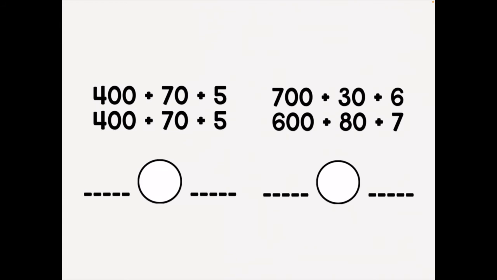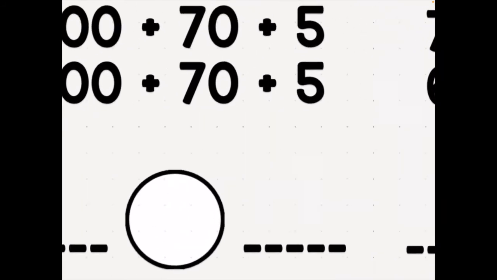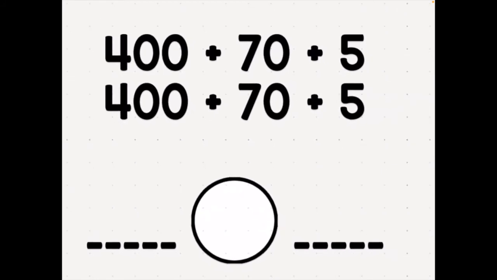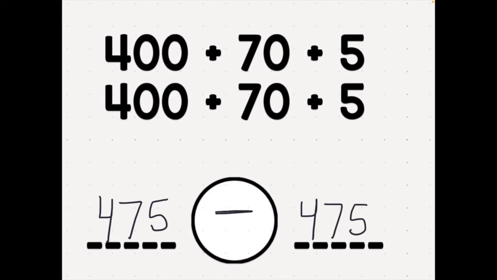Okay, on this page, we need to write the numbers that we have. We're just going to start over here. We have 400 plus 70 plus 5. Write that number, 475. And we have 475. This one's equals because those are all the same numbers. 475 and 475 are the same. So of course it's going to be equals.